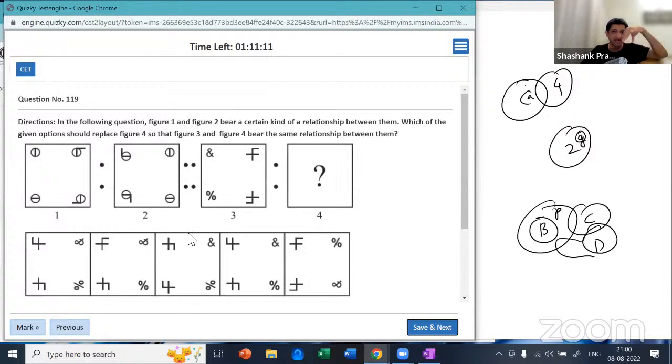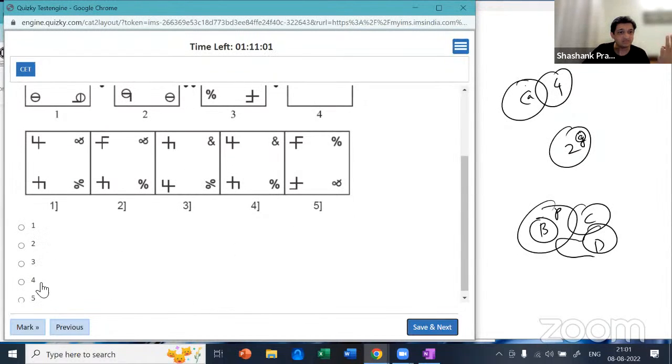This one will go anti-clockwise, so we'll get 4 kind of a thing. Okay, I forgot what was the word. Okay, out of 3 and 4, so 4 kind of a thing. So I think 4 should be the answer.